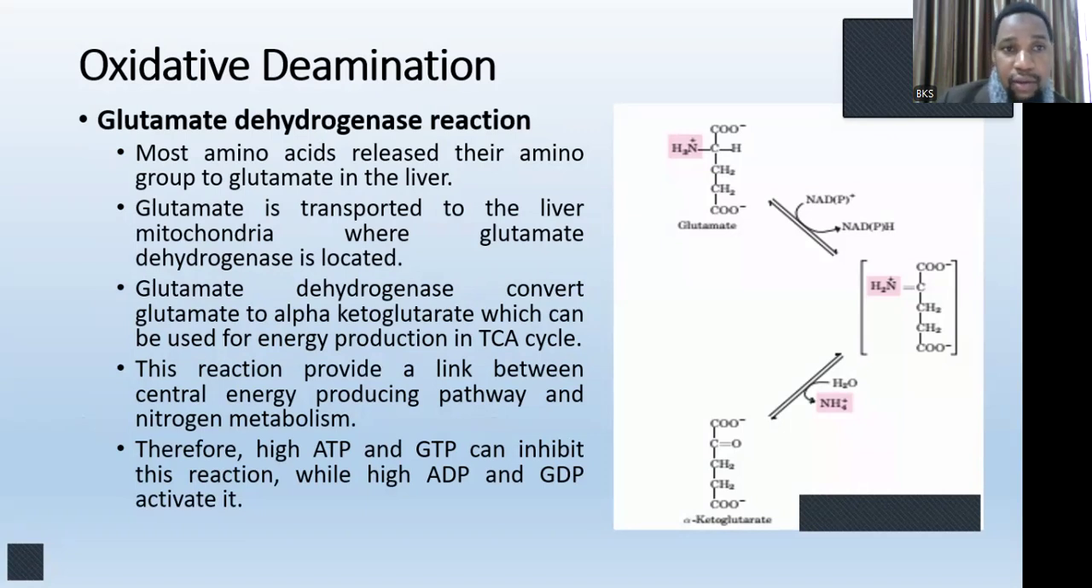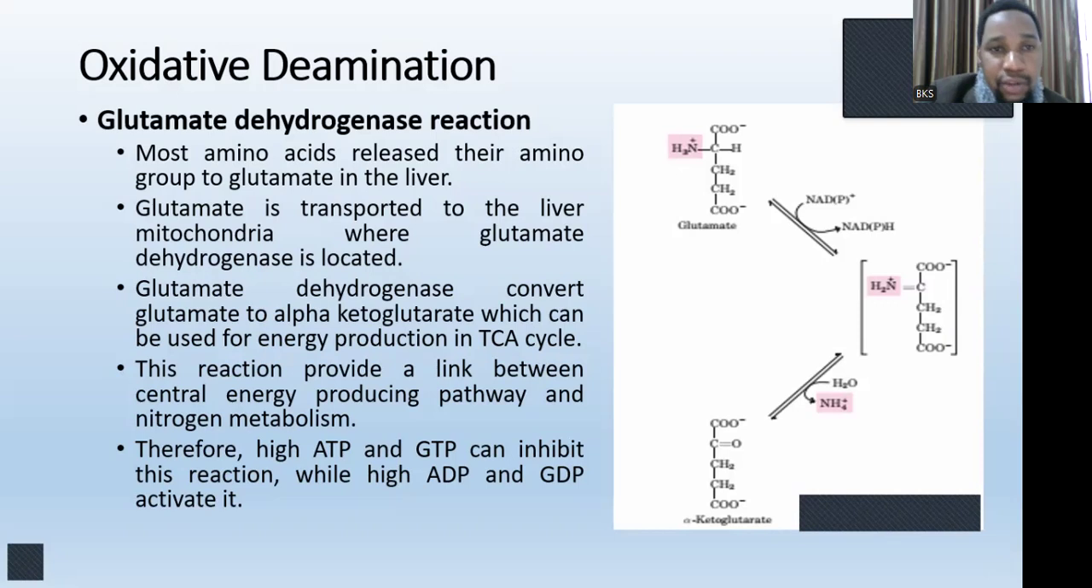Number 1 is the glutamate dehydrogenase reaction. This is the pathway that involves glutamate. So remember, a lot of amino acids are converted to glutamate. This is the major pathway, which is why glutamate is important.